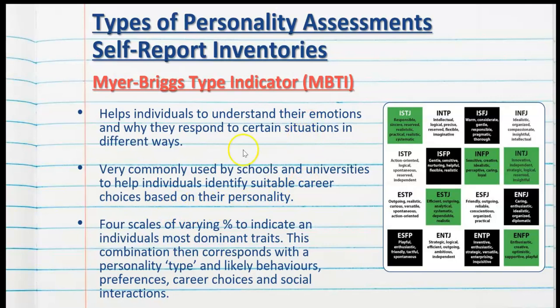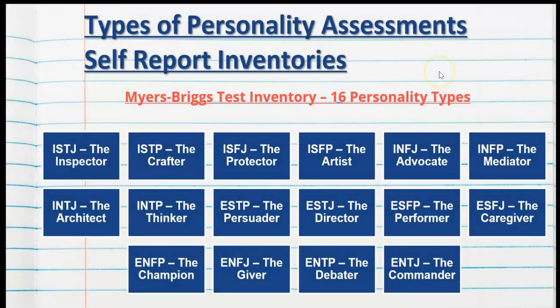We know this already, but 4 scales are measured, of varying percentage, to indicate an individual's most dominant traits. This combination usually corresponds with a type and likely behaviours, preferences, career choices, and likely social interactions. Is it perfect? Absolutely not, but it is still a very good insight into what, at the time of taking the test, it reveals about our personality and our preferences going forward into the future. There are 16 types that it sorts people into, and as you can see here, these are the 16 types.